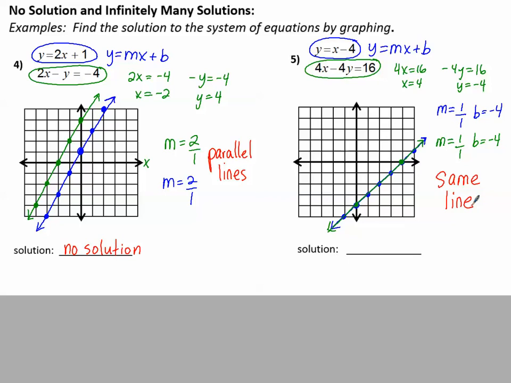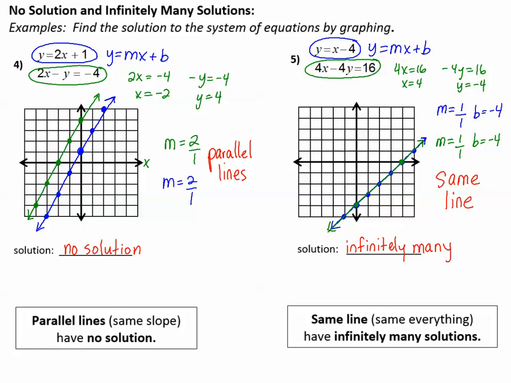Where do they intersect? They intersect everywhere at all of the points on the line. So the solution is an infinite amount. We'll call it infinitely many solutions. So the bottom line, in conclusion to remember, is that parallel lines which have the same slope will have no solution. A system of equations that is from the same line, which means everything is the same, has infinitely many solutions.